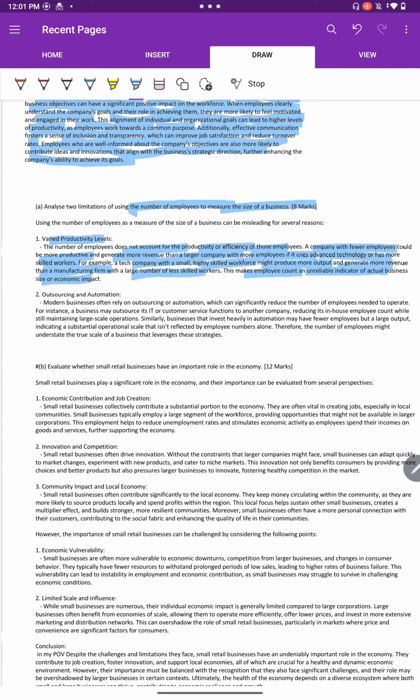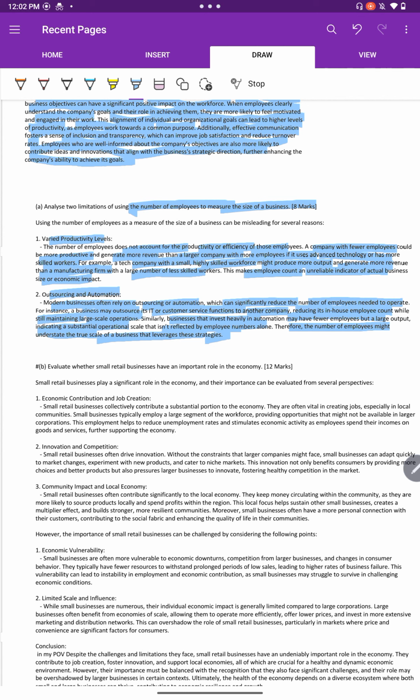The second limitation would be outsourcing and automation. Modern businesses often rely on outsourcing or automation, which can significantly reduce the number of employees needed to operate. For instance, a business may outsource its IT and customer service functions to another company, reducing its in-house employee count while still maintaining large-scale operations. Similarly, businesses that invest heavily in automation may have fewer employees but large output, indicating a substantial operational scale. That is not reflected by the employee number alone. Therefore, the number of employees might understate the true scale of businesses that leverage these strategies.